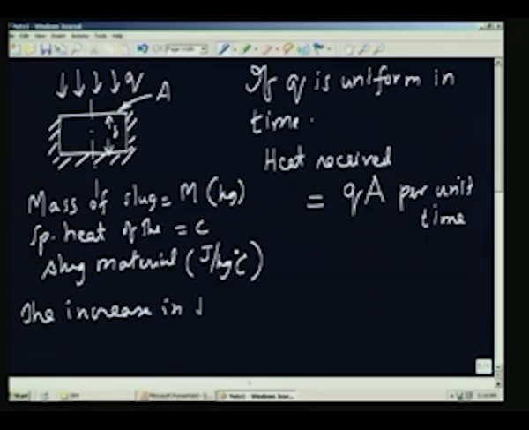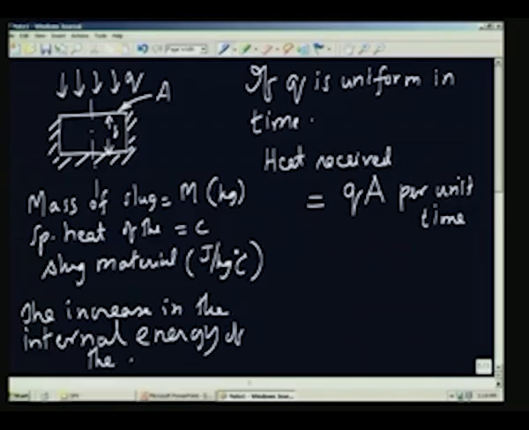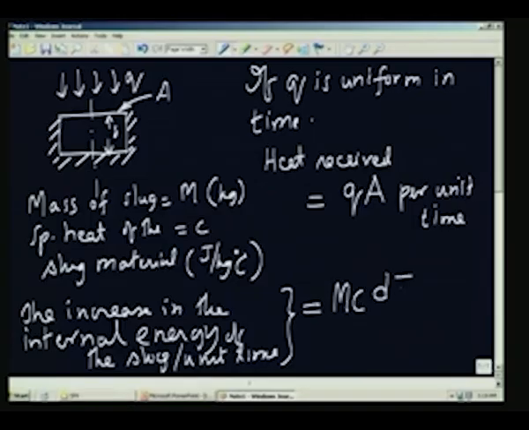So, the increase in the enthalpy of the slug, or internal energy of the slug, for a solid material there is no difference, again per unit time, this will be nothing but the rate of change of the internal energy. Assuming the mass and specific heat to be constant, m and c can be taken outside, dT by dt.